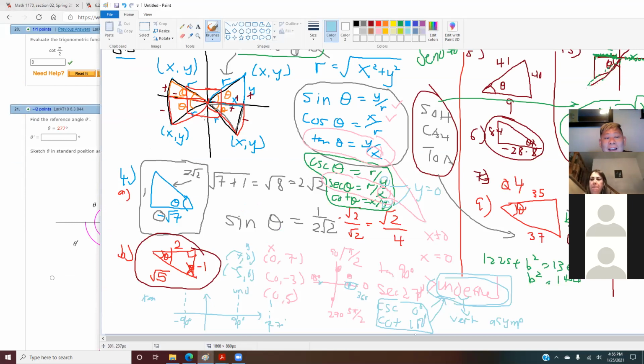And this theta that we do here is what we call a reference angle. Okay, so we call this theta the reference angle. So 277, does anyone know where 277 is if you draw this as an angle? This is 90, this is 180, this is 270, and then 277 is just right here, right?